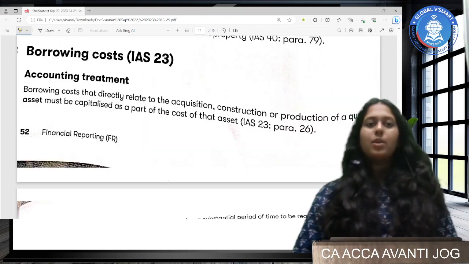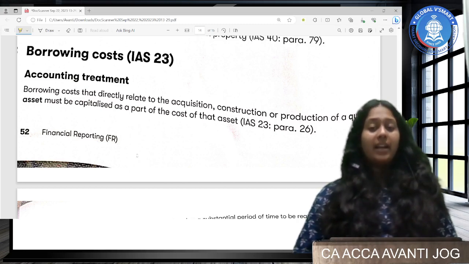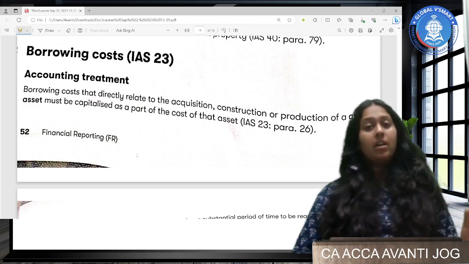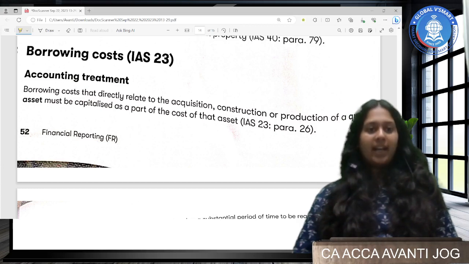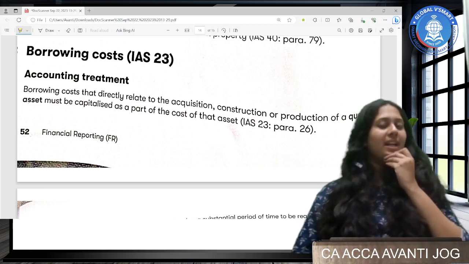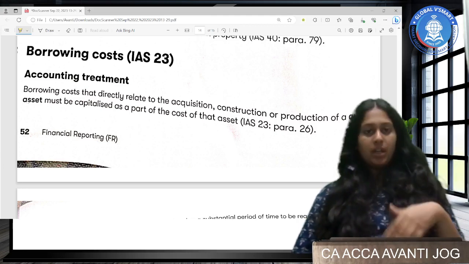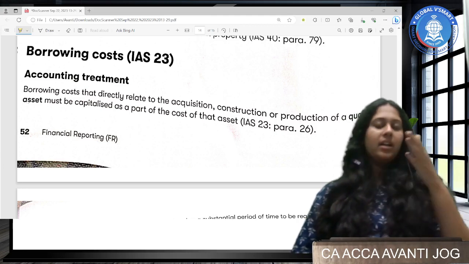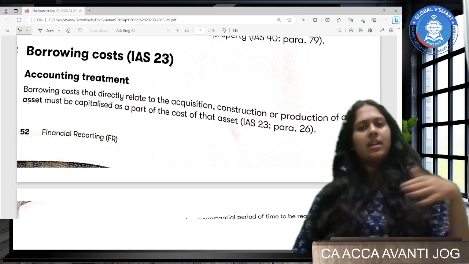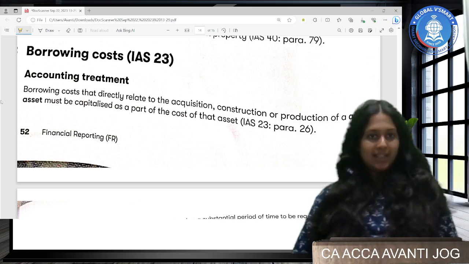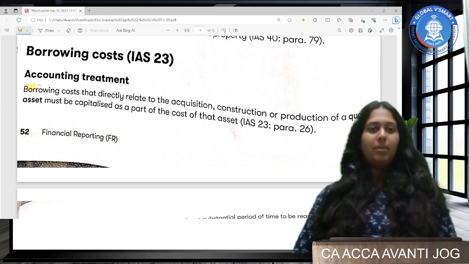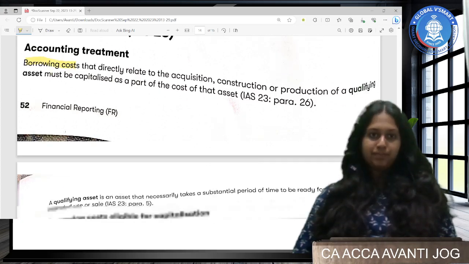So what are exactly borrowing costs? Borrowing costs are the costs that relate to acquiring, constructing, or producing a qualifying asset. So if you're going to purchase an asset but you don't have liquid funds, or you're constructing an asset and you take a loan. So if you're acquiring, constructing, purchasing an asset but you borrow a loan, then the interest on it will be treated under this IAS.